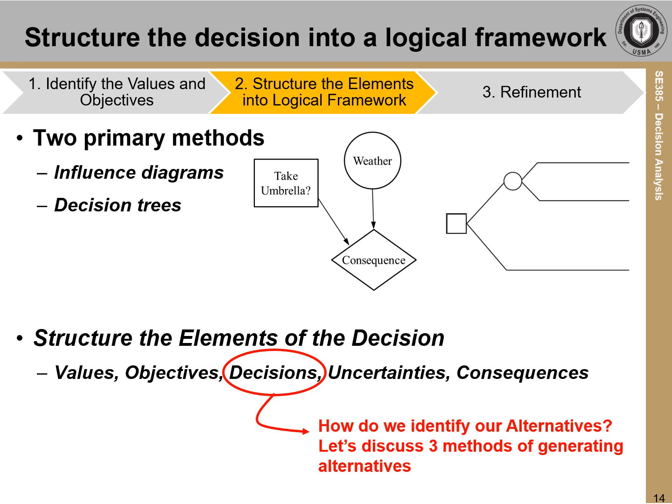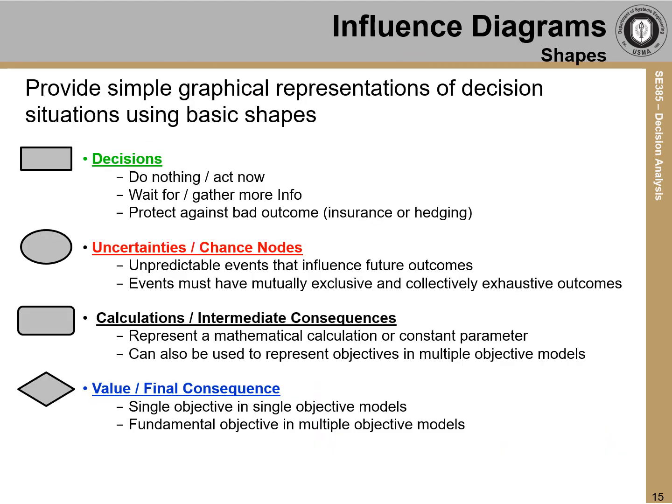Once we already know our values and objectives, as well as our alternatives, we can start actually modeling everything out. The two primary methods that we've discussed in class are influence diagrams and decision trees. So first, let's talk about influence diagrams. Influence diagrams are a series of nodes where we show the relevance that those nodes have towards each other.